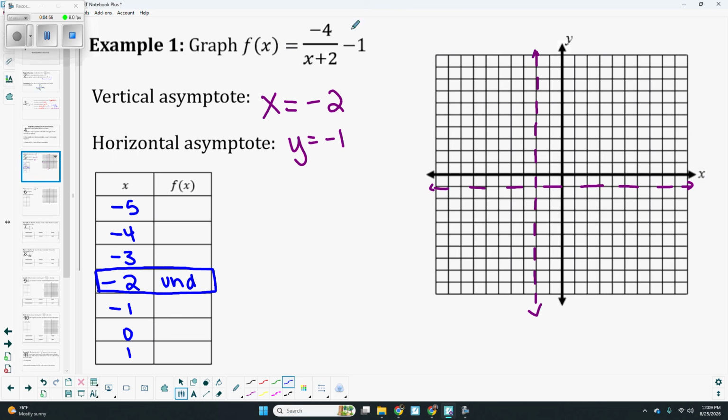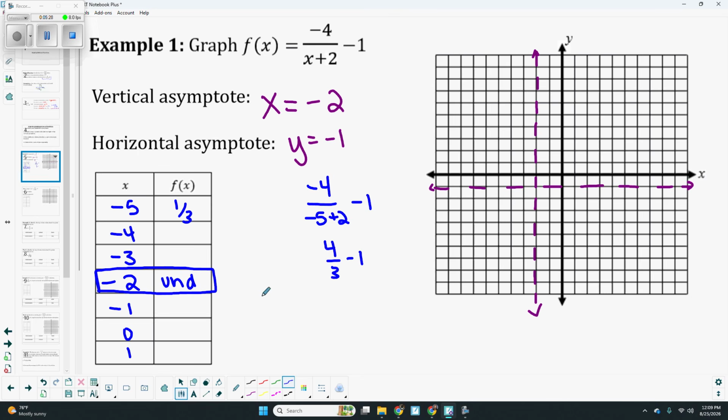So if I plug negative 5 in, that's going to be negative 4 over negative 5 plus 2 minus 1. So that's negative 4 over negative 3, which is 4/3 minus 1. So 1 1/3 minus 1 is 1/3. It's also going to be some gross numbers that we're plotting. They're almost always going to be decimals or fractions. It's really nice when they work out otherwise, but then we kind of go off the graph because the numbers get a little big. So it's give and take here.